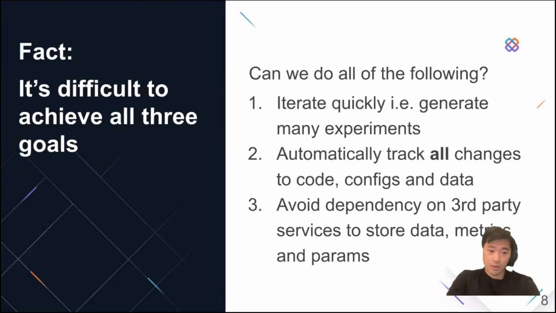So to summarize all these three goals, it's difficult to achieve all of them at the same time. That is, it's oftentimes difficult to iterate quickly and at the same time automatically track all the changes that you make to code, configs, and data, and also avoid this dependency on third-party services to store your data and all the metadata such as metrics and parameters.